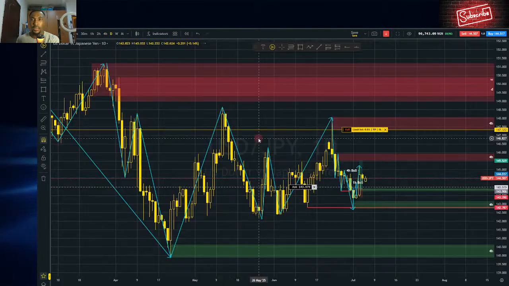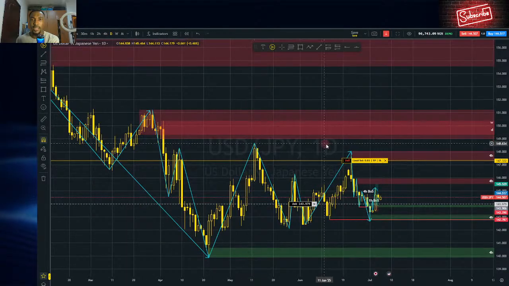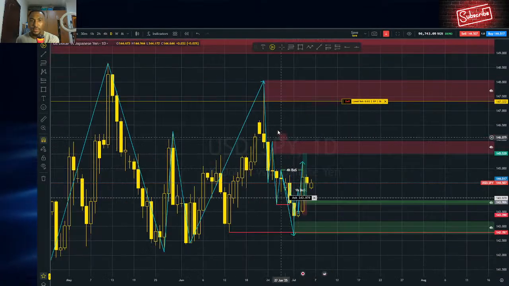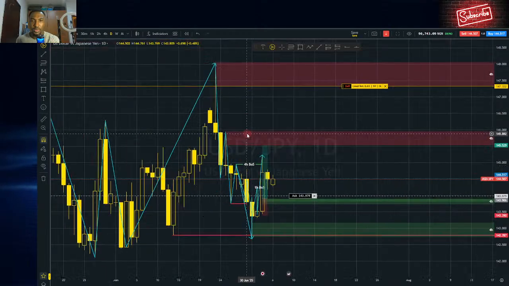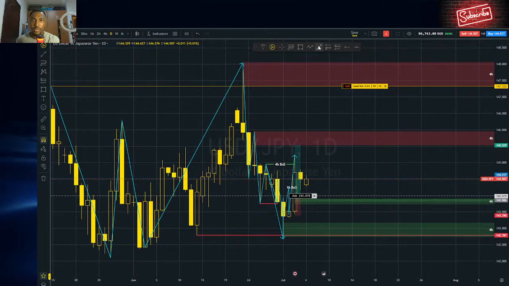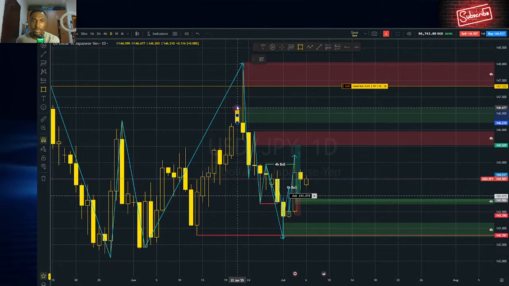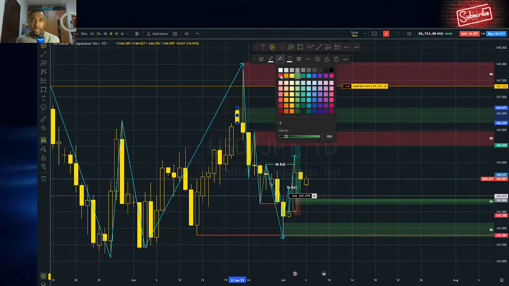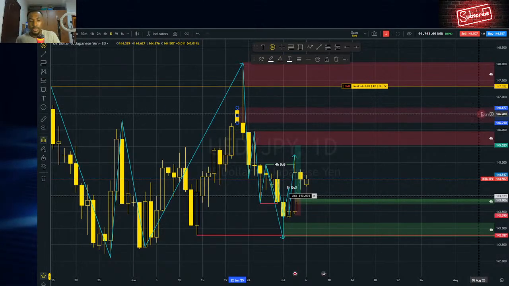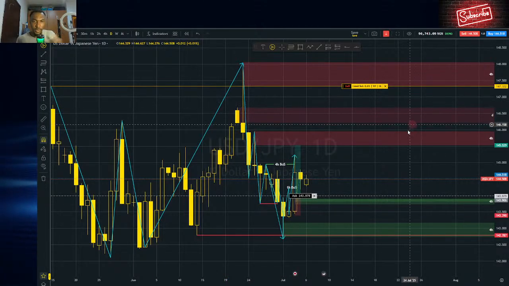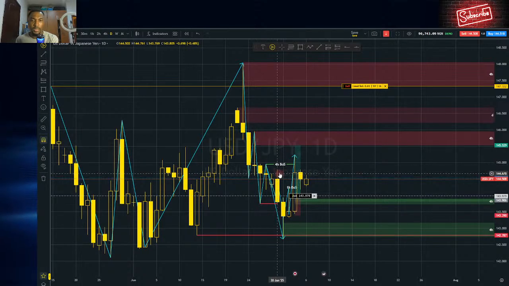But when I go up to the daily, I can see that there's no daily zone here except for this one. This would have been a very good daily zone. Matter of fact, there is a daily zone right here. You can see this right here. This is a daily supply zone. So this is the good thing with looking at the charts over and over again. You'd be surprised that you notice something.